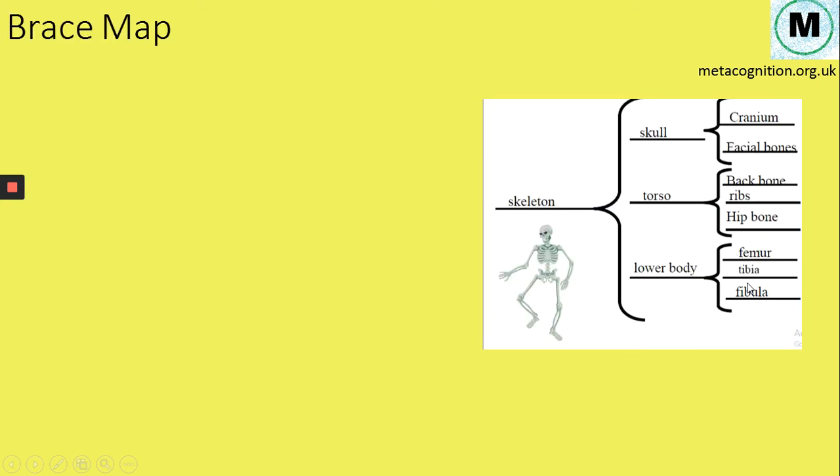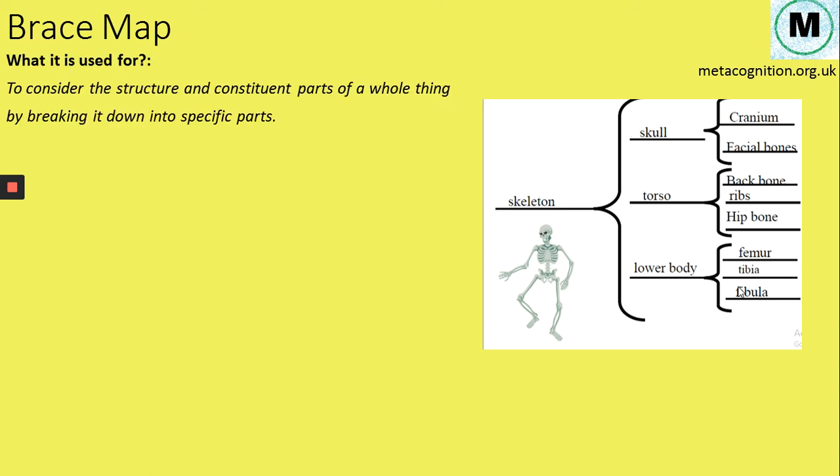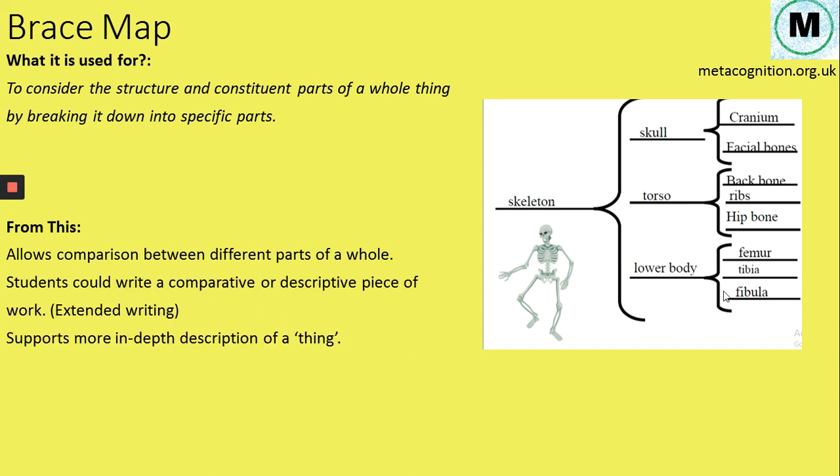Now, as mentioned, the brace map is very similar. It again is about classification. It's again about breaking down the characteristics, but it's of one individual thing. So it's not a group of related things. It's breaking down one thing. So we can see here the example is a skeleton. It's breaking down one thing into its constituent parts, its specific parts. So again, it allows comparison between different parts of a whole. So a lower body contains this, the torso contains this. Bit of comparison work, bit of descriptive work as well, extended writing, and then it supports in-depth description.